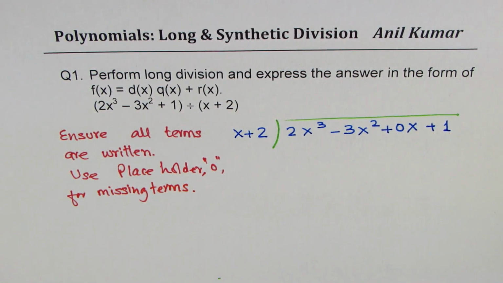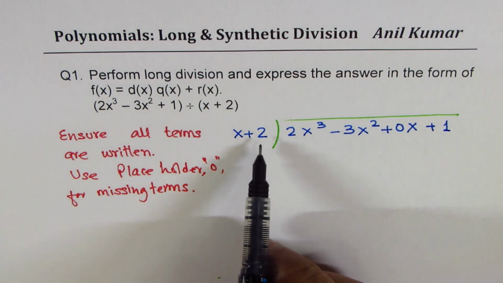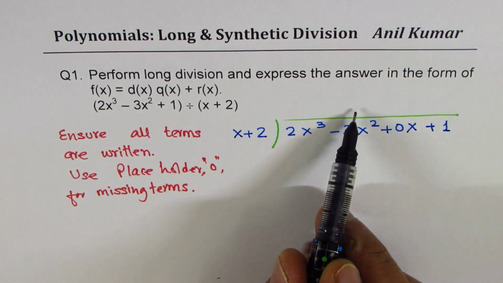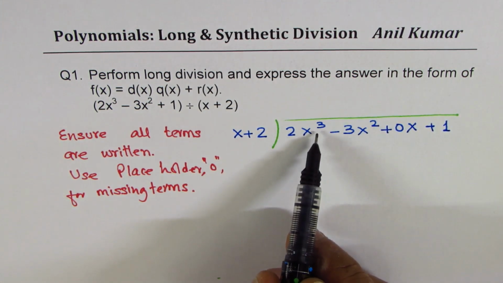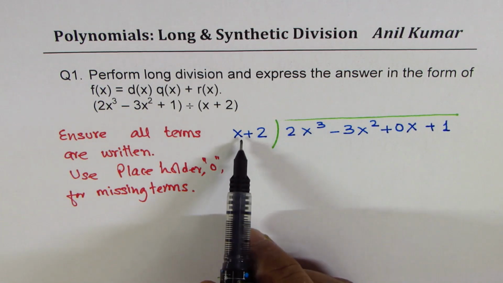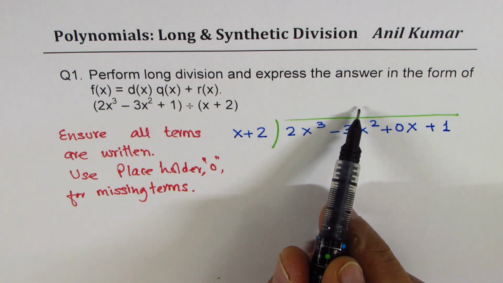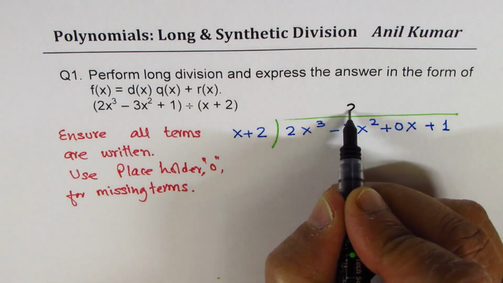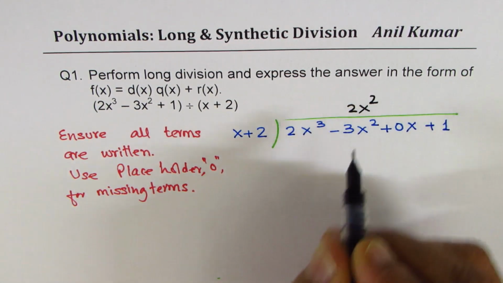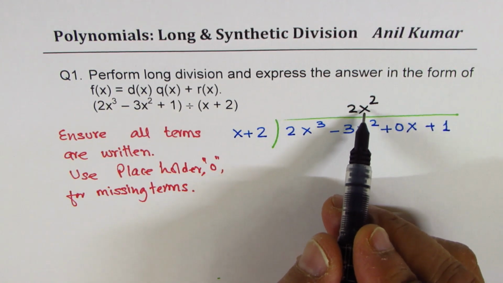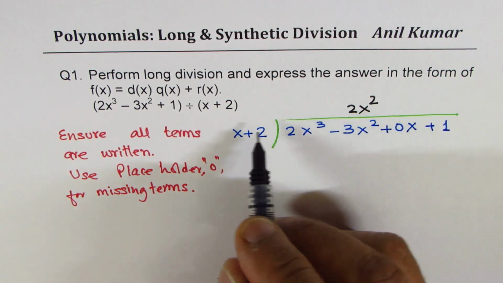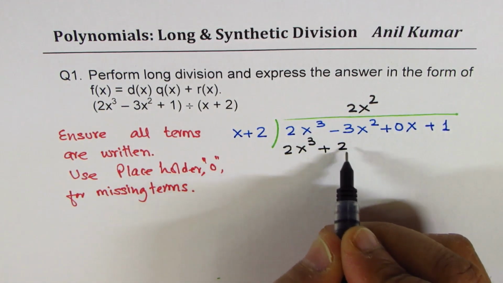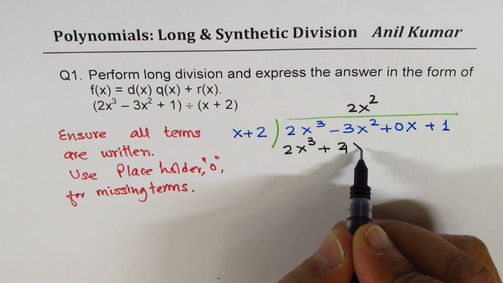Correct? Now when you divide, you have to divide 2x cubed by x to get the first term in the quotient. Now it's a cubic divided by linear, so it has to be quadratic in the quotient, right? So 2x cubed divided by x is 2x squared. And that's how you get the first term in the quotient. Now multiply 2x squared with each term. So you get 2x cubed plus 2 times 2 is 4, x squared.